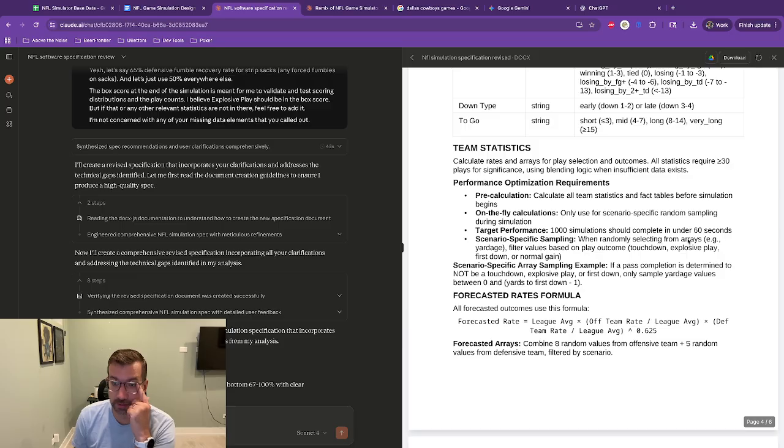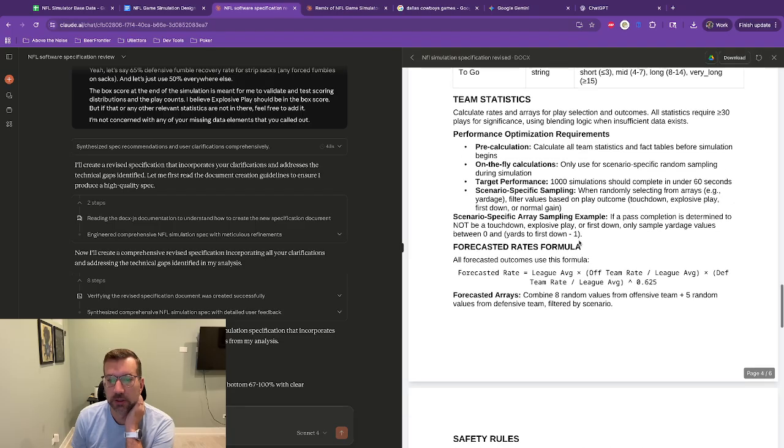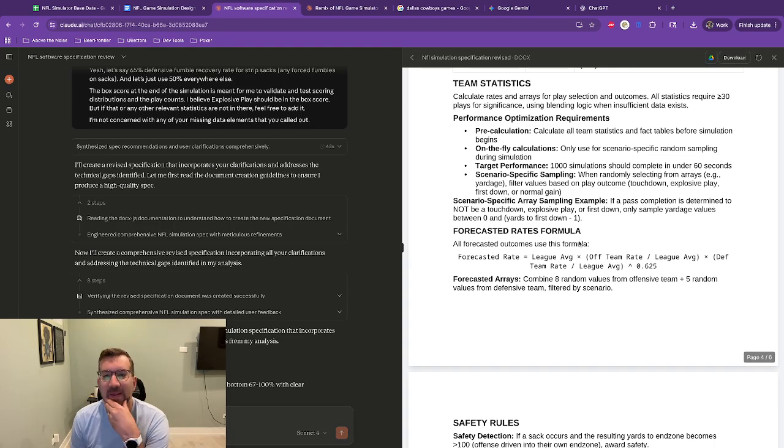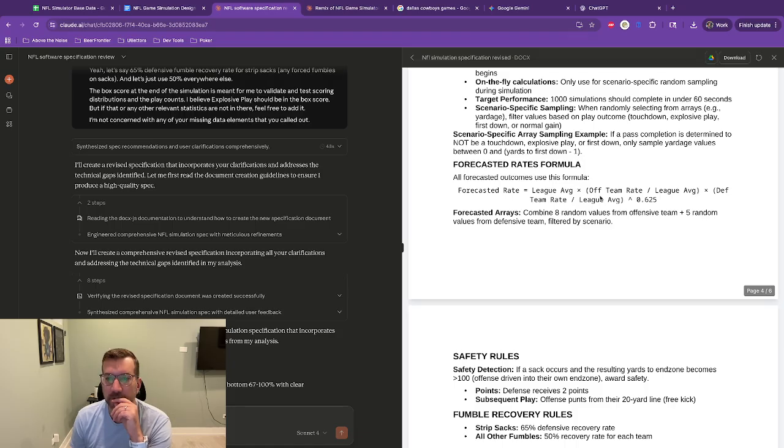When randomly selecting from arrays, filter values based on play outcome. Cool. The pass completion is determined to not be a touchdown. Yeah. Okay. Cool. Perfect. Technically, I guess they get a negative pass plays there, but whatever. Then you have the forecasted rates.